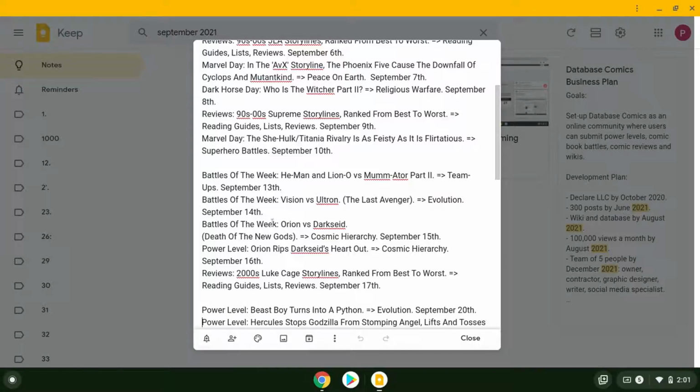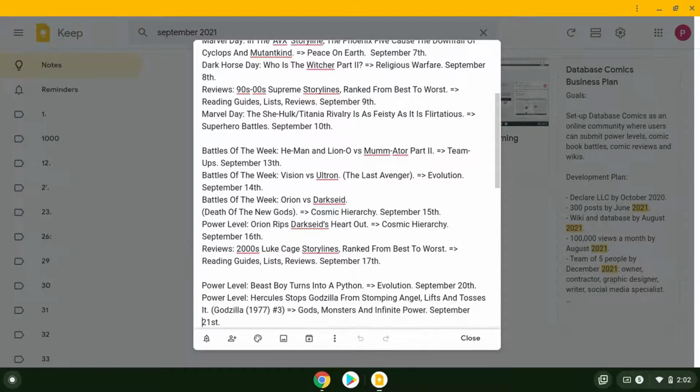I also have this one I'm really liking, Orion versus Darkseid. I haven't had any posts about Orion yet, so that's a good thing. That's really a good way to build up on the New Gods and also the death of the New Gods, which is the comic it's based on. And then I have Power Level and reviews for Luke Cage.